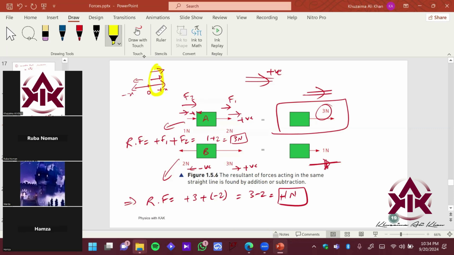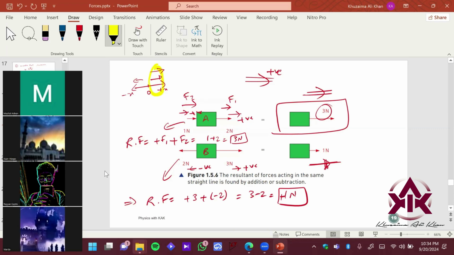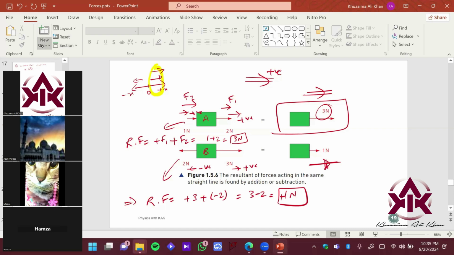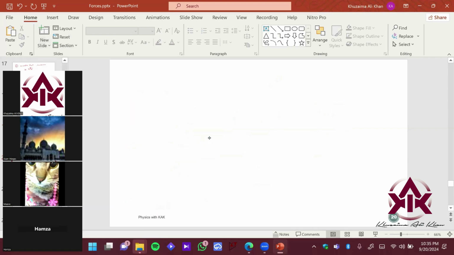Could you explain it again? Yes, Mir. Yes, Azam. Could you explain it again? I didn't get this. Which part? Block A, block B. Block A part. Okay, let me just make it on another slide.